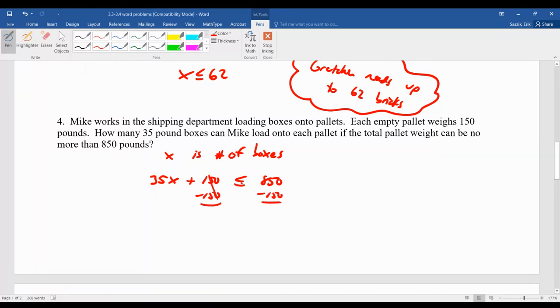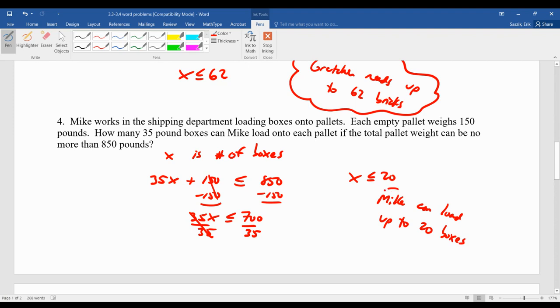So you got to make sure you get this thing in the right direction. And that's a very tricky thing. You got to be careful with that. And we get X is less than or equal to 20. So remember, can Mike load 20 boxes? He can, that's right. But he can load fewer as well. Mike can load up to 20 boxes.